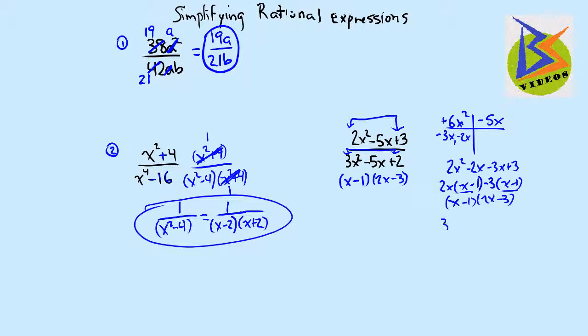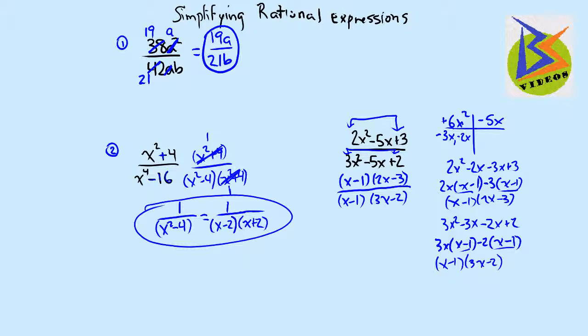So then we can say 3x squared minus 3x minus 2x plus 2. So we can pull out a 3x in the first, and we're left with x minus 1. We can pull out a negative 2 in the second, and we're left with x minus 1. So we have x minus 1 times 3x minus 2, which is our denominator. So we have x minus 1 and 3x minus 2.